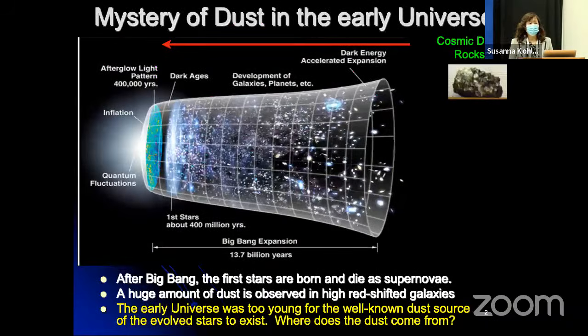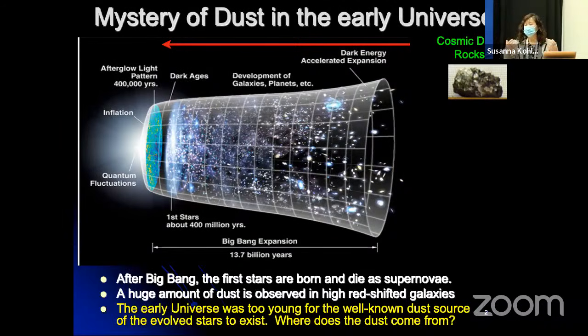Okay, what is the mystery of dust in the universe? After the Big Bang, we have a dark age. Then first the stars are born, then stars die. Then a huge amount of dust is observed in high redshift galaxies using Herschel and ALMA.